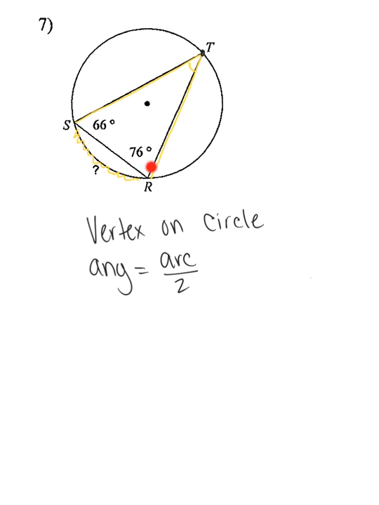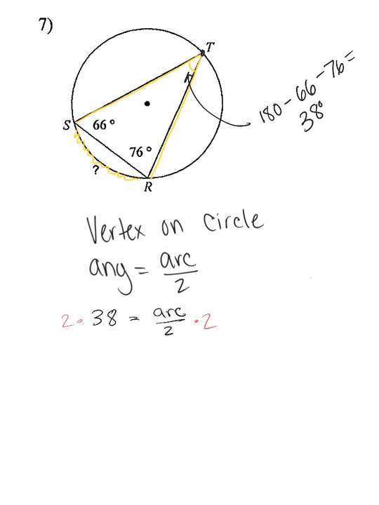Oh, well, I see I have a triangle. All 3 angles of a triangle must add up to 180 degrees. So angle T there must be 180 degrees minus the 66 and the 76 that were already used. So that angle must be 38 degrees. So this angle is 38 degrees and it equals the arc divided by 2. So if I just times both sides by 2, I'd have that the arc equals 76 degrees.